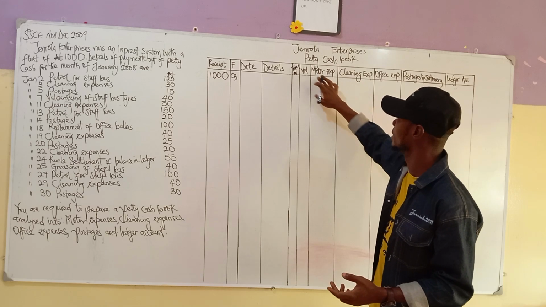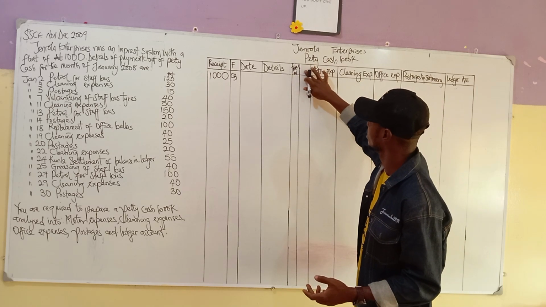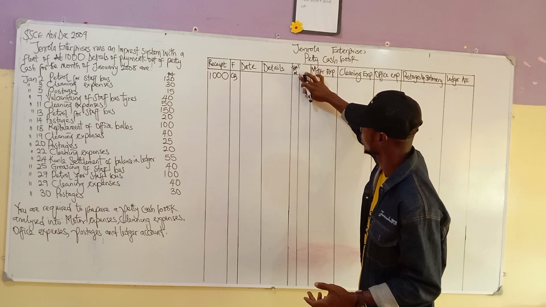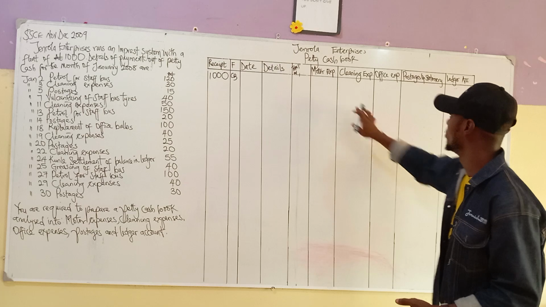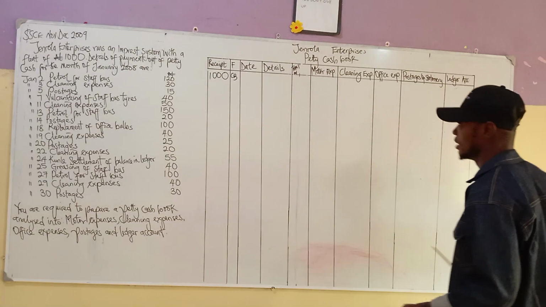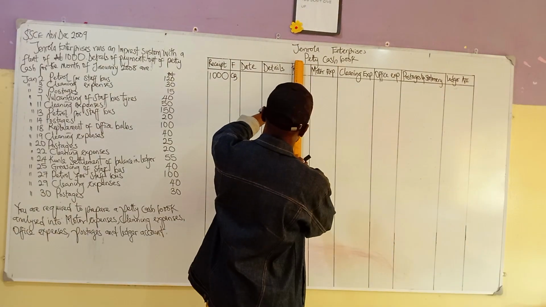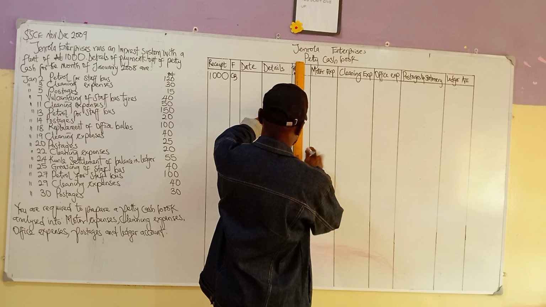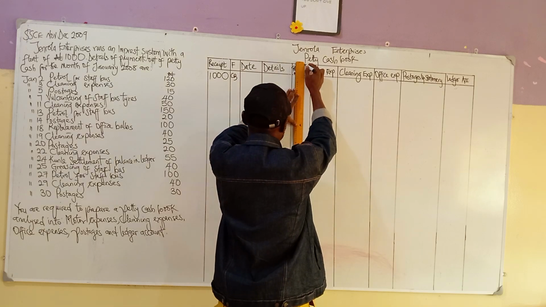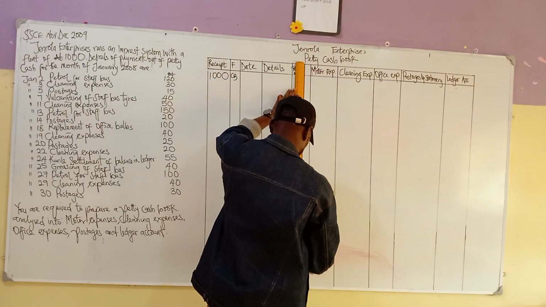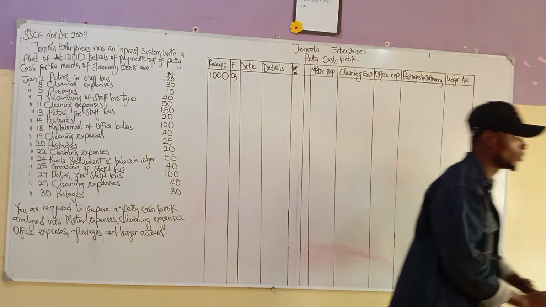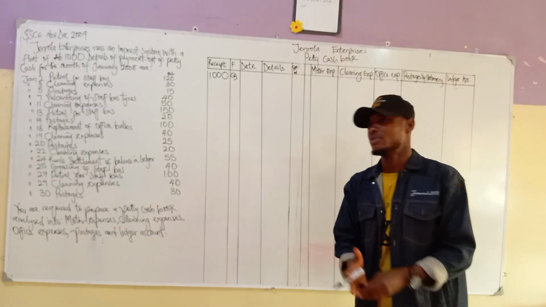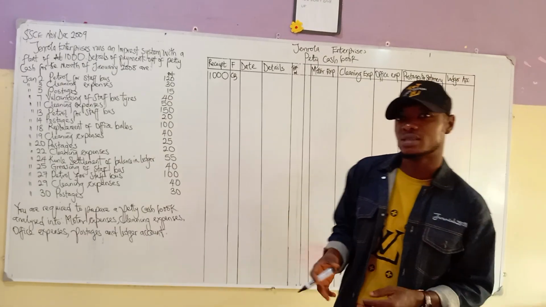Now, cleaning expenses in the office. If there's anything that you want to clean, sorry, I want to increase this. If there's anything that you want to clean, maybe you purchase detergent, or you have room freshener, that is to make the room smell nice, whatever that entails cleaning.